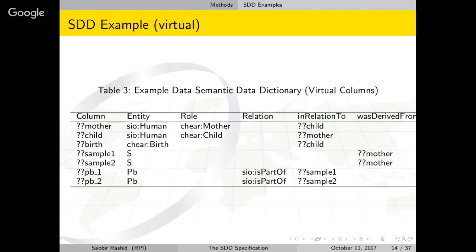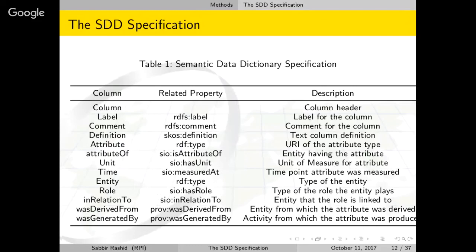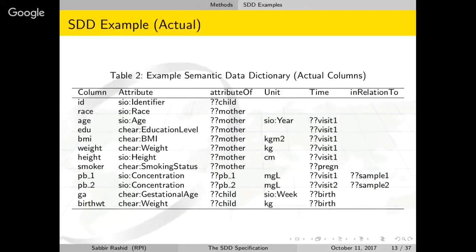Also, for these lead concentrations, we can see that this describes what that lead concentration is a part of. For example, that lead might be a part of some sample, such as a urine sample or a blood sample that was taken from the child or mother. So for each of those attributes where you're using that variable nomenclature, we would expect to see a virtual column.